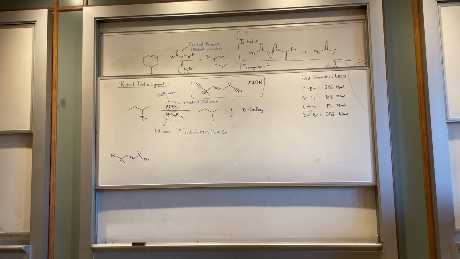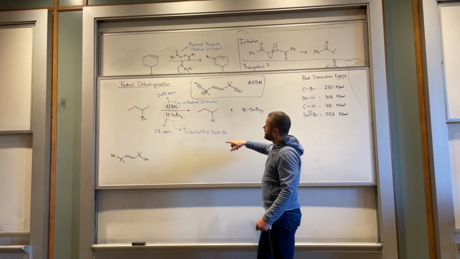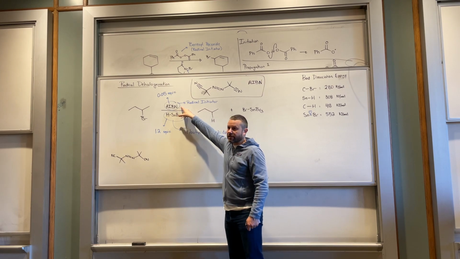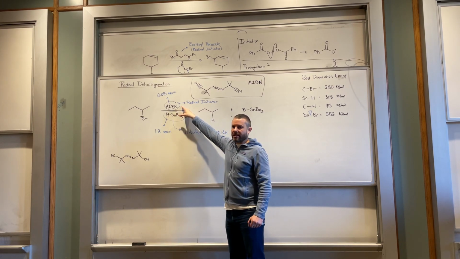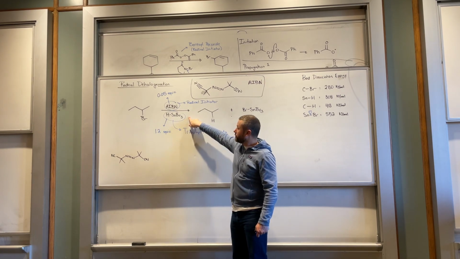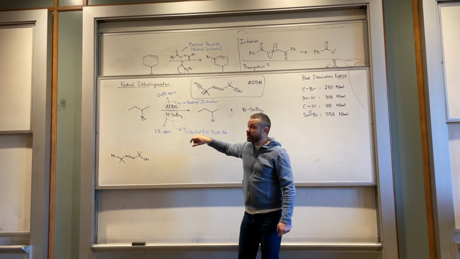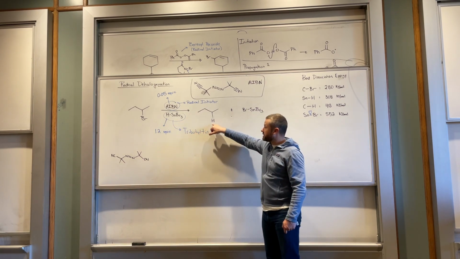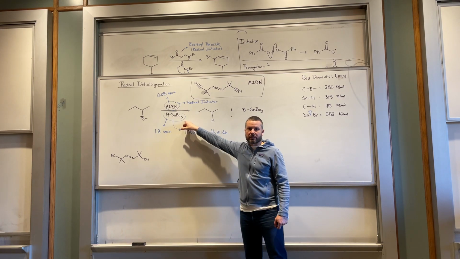When you're working through this mechanism, I'll give you another minute or two. Just keep in mind that the AIBN is just the radical initiator, so we're only putting like 5% into that reaction just to get the radical chain reaction to go. We're using 1.2 equivalents of tributyltin hydride. The hydrogen that we're replacing the bromine with is coming from the tributyltin hydride.